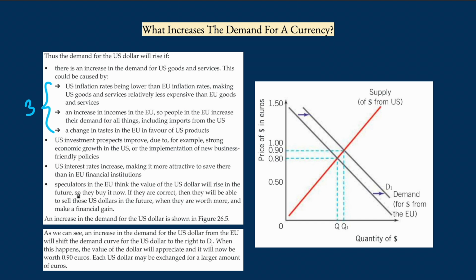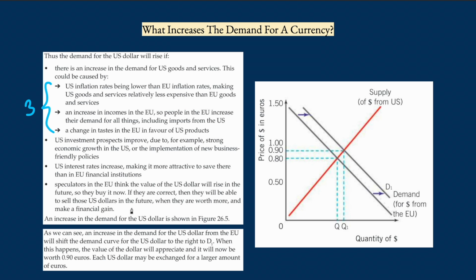And lastly, if speculators in the EU think that the value of the US dollar will rise in the future, they might go ahead and buy it now. So the idea is predicting the value of currencies before and after. And if they are correct, then they will be able to sell those US dollars in the future when they are worth more and make a financial gain. Just like how people buy stocks in the first place.